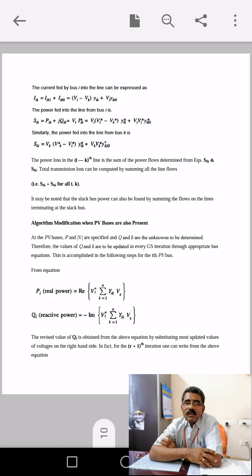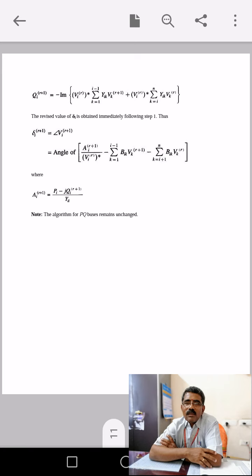So, algorithm modification for PV buses. When PV buses are present, how do you modify? That is, P and V are given. What are the unknowns? Q and delta. So you take up the real and reactive power equations. From that reactive power equation, which is minus imaginary part of VI* sigma YIK VK, K is 1 to N, this is to be updated.